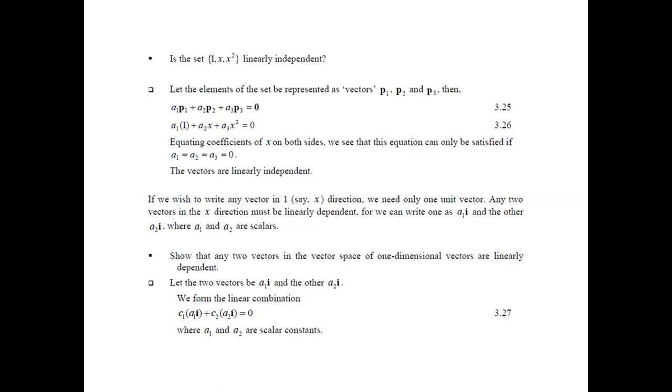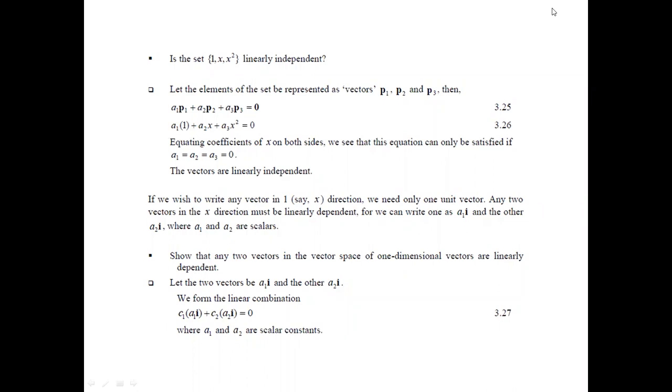We wish to write any vector in one, let's say, x direction. You need only one unit vector. Any two vectors in the x direction must be linearly dependent, but we can write one as A1 i, the other one as A2 i, where A1 and A2 are scalars. So any two vectors in the vector space of one-dimensional vectors are linearly dependent.